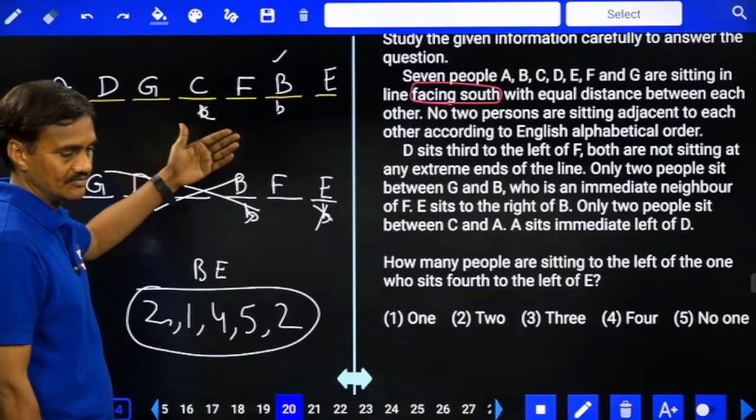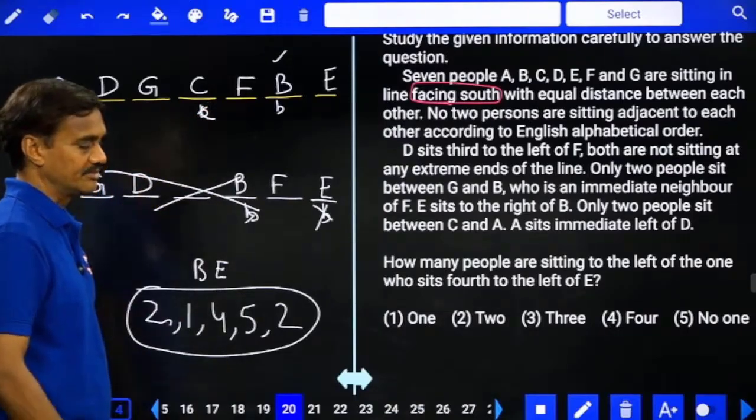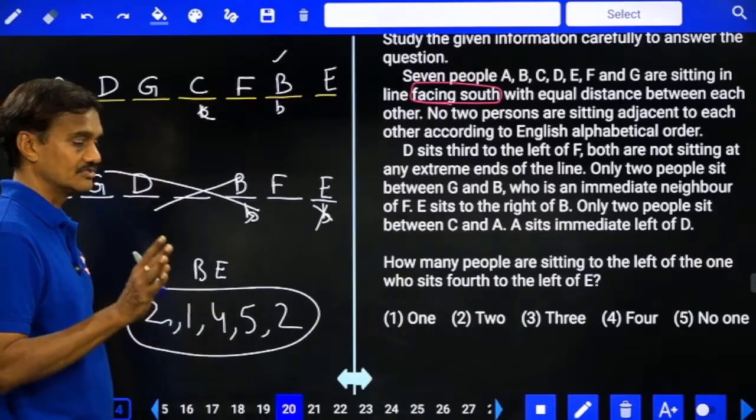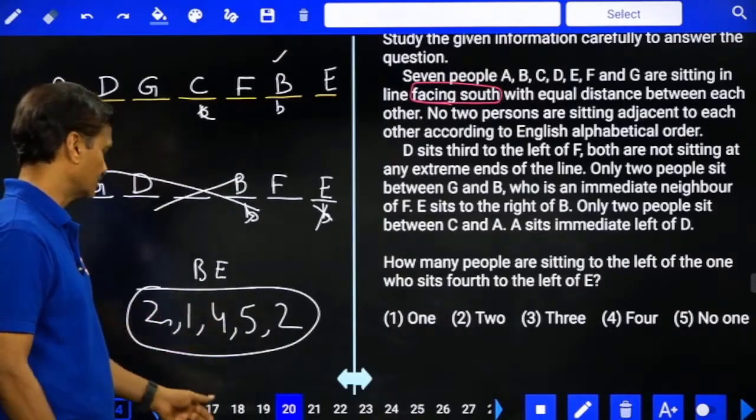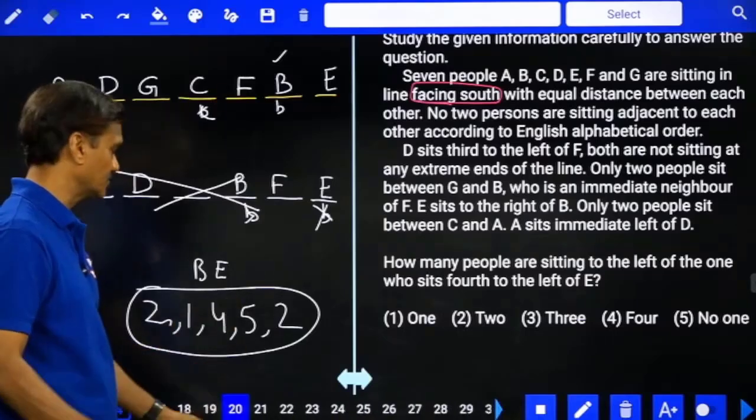Because north is more comfortable to us rather than south. That means if all the persons are facing towards one direction, always work out towards north, there won't be any change in any question at all.